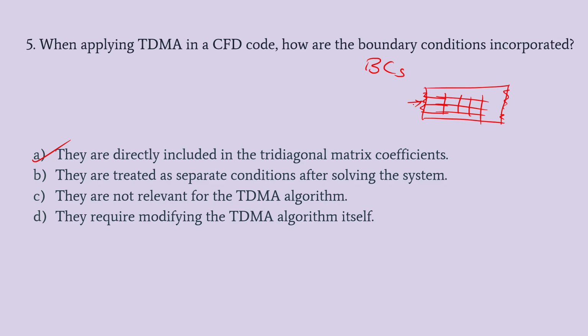As I already told you, the discretized equations, or the linear equations, are what we get the coefficient matrix from. The boundary conditions are embedded in the linearized equation, which is then converted into matrix form, from which the coefficient matrix is generated. So that is how option A becomes true.